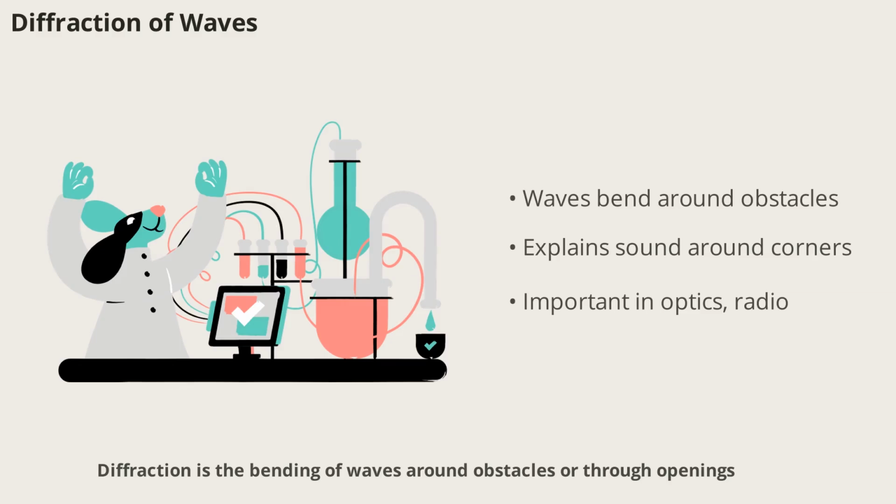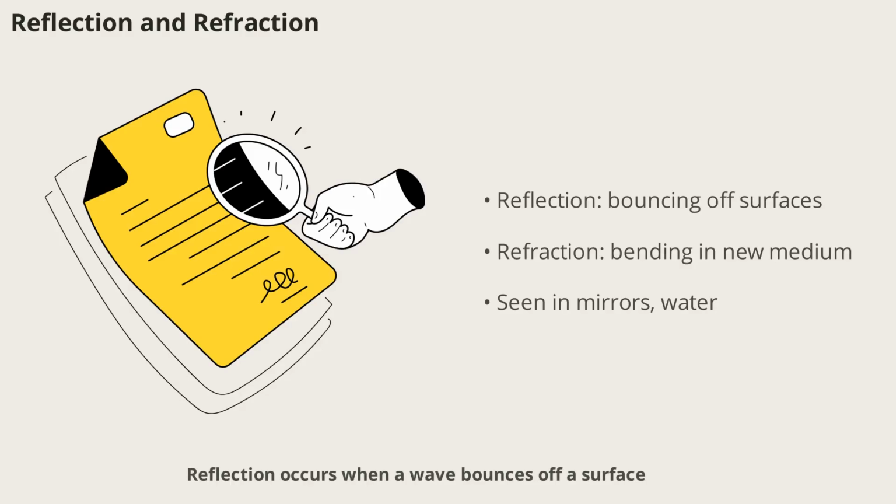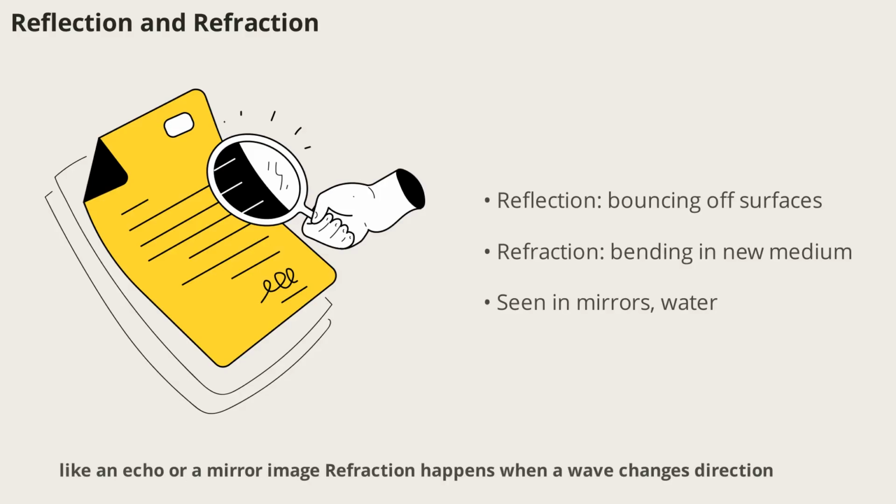Diffraction is the bending of waves around obstacles or through openings. This phenomenon explains why we can hear someone speaking even when they're around a corner, or why light spreads out after passing through a narrow slit. Diffraction is a key concept in understanding how waves interact with their environment and is fundamental in technologies like radio transmission and optical devices. Reflection occurs when a wave bounces off a surface, like an echo or a mirror image.